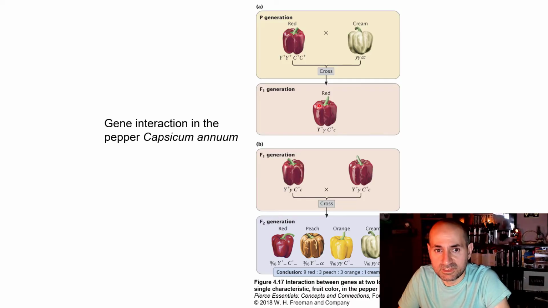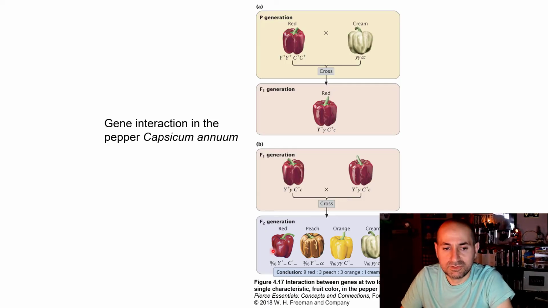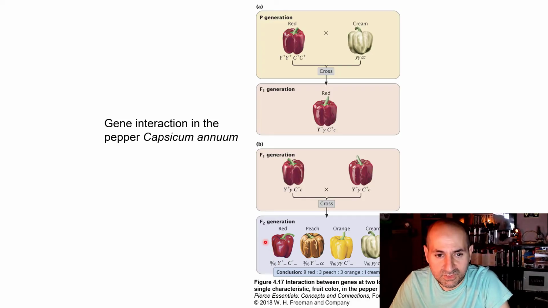But when you self-fertilize the F1 generation and you look at the F2 generation, something interesting happens. It reveals the consequence of the gene interaction. Some of these are capital Y, capital C. In this case, you're going to have red peppers because of the gene interaction between Y and C. In 1 in 16, you're going to have no capital Y, no capital C, and these are going to be cream like the original parents.